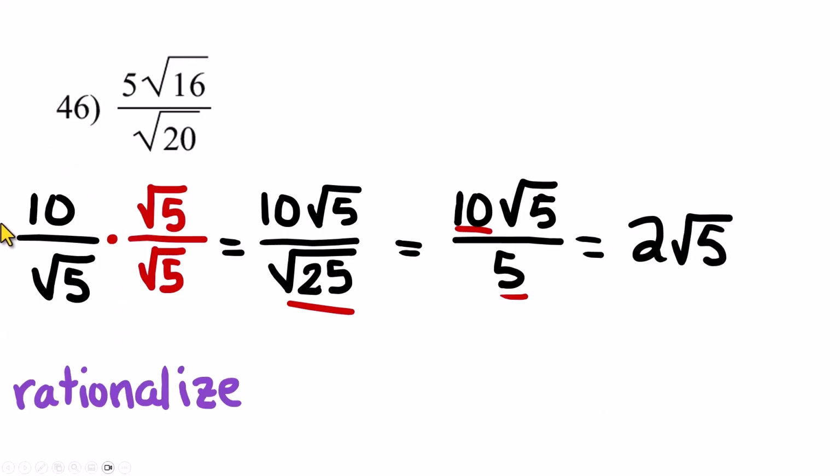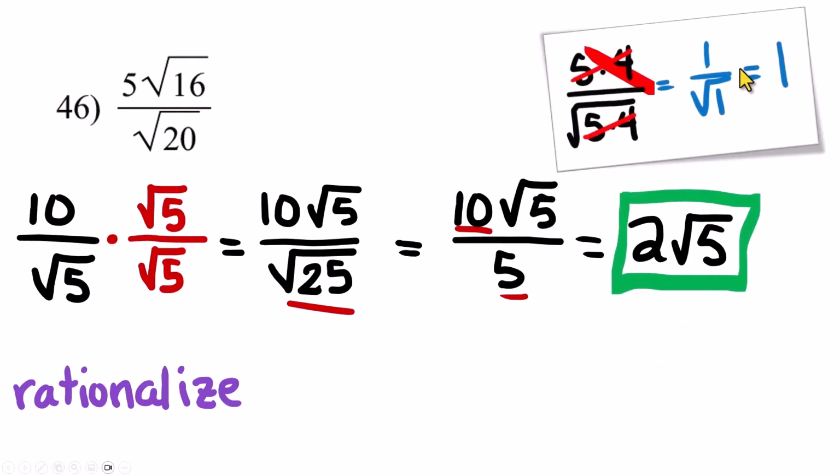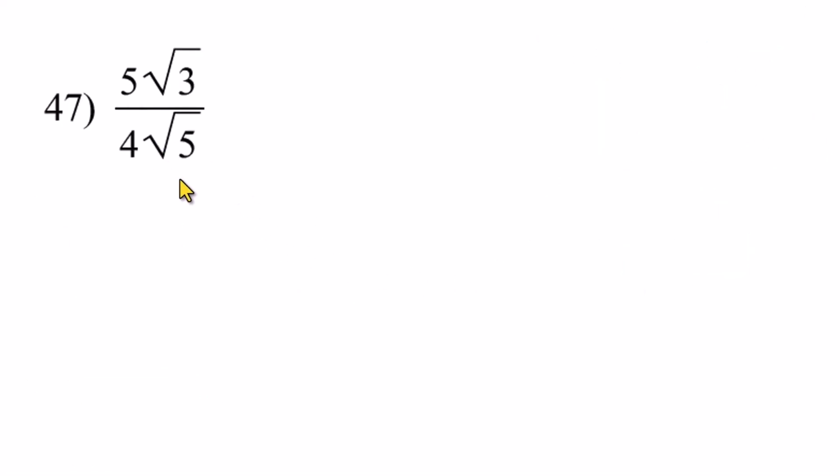10 divided by root 5 is accurate. It's just not in good form. It's a math grammar thing. This is the right answer that would be on the answer key. Remember, don't do that. For this one, we have to start with rationalizing.